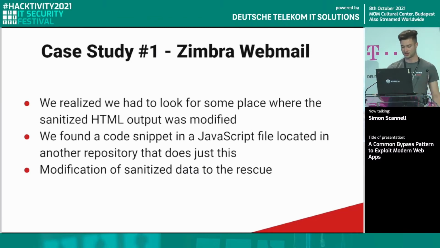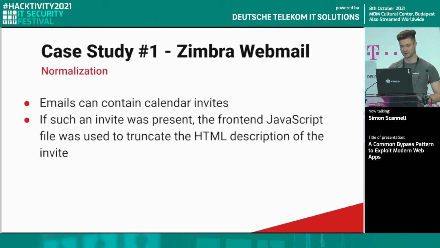So we use modification of sanitized data to secure an XSS. So an email can contain calendar invites. Most of you have already probably used them. Whenever you get a link to a Google Hangout or a Zoom meeting, they'll let you know in the email when the meeting is going to happen. And it's just part of the email specification, how this works internally.